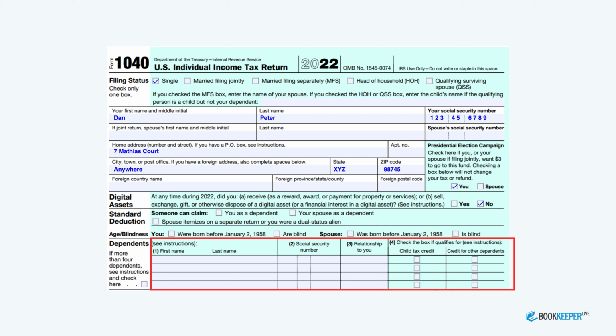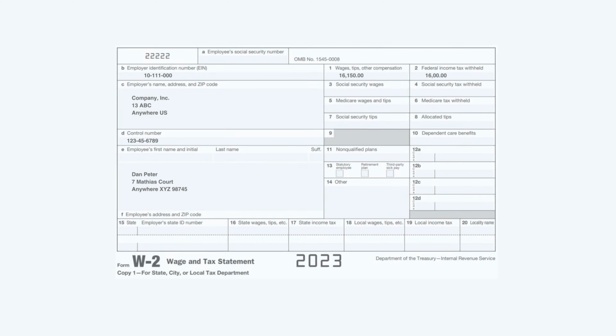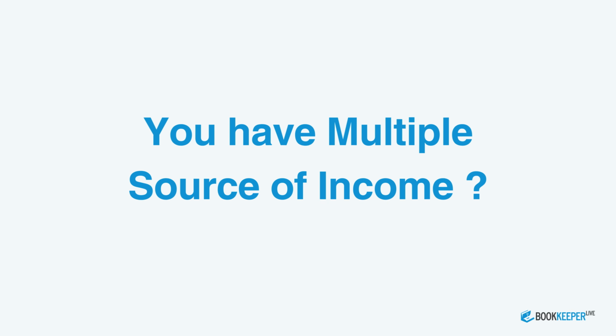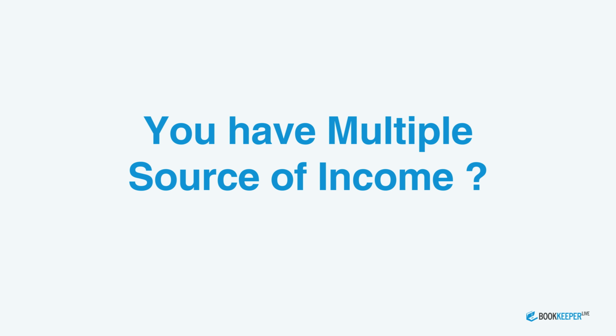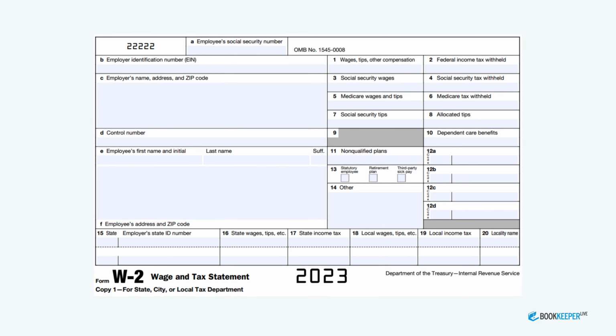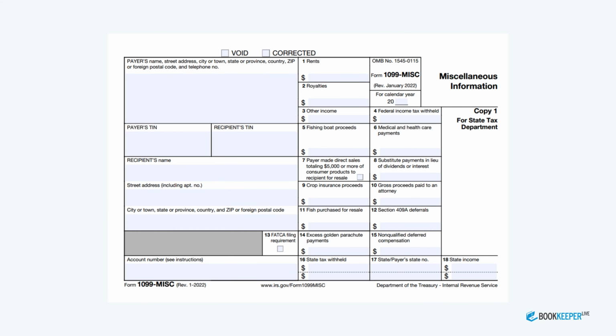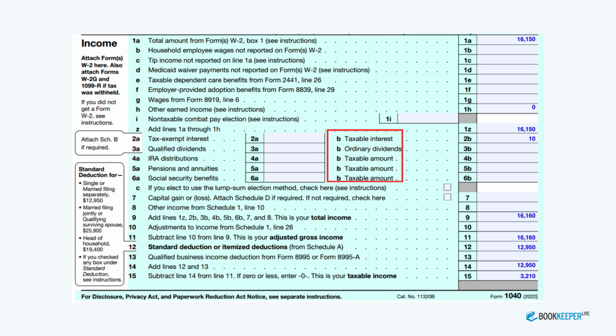Dan has entered his income information. He earned W-2 income from his employer. If you have multiple sources of income, you might have to report it under different forms and schedules, such as the W-2 and 1099. The form includes sections for tax-exempt or taxable interest and capital gains. Dan had taxable interest from his bank, so he entered it. Since he had no capital gains or other sources of income, he calculated his total income and adjusted gross income.